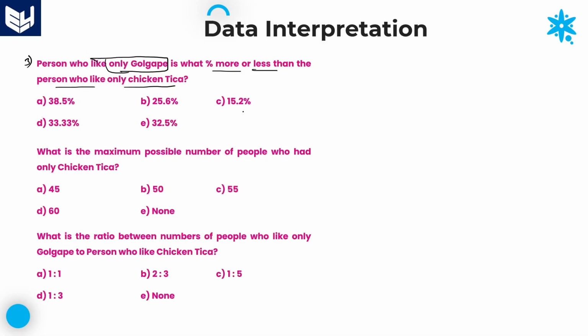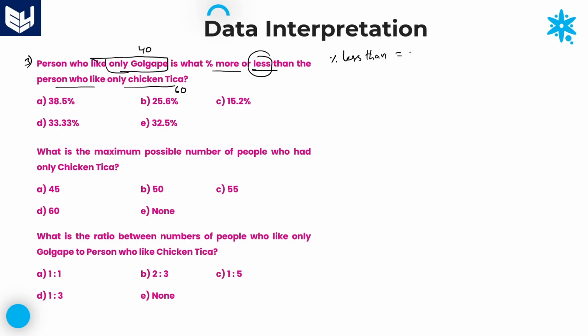Write down those two values over there. This is 40 and this is 60. Only golgape is 40. This particular 40 is definitely less as compared with 60, right? The only golgape value, 40, is less than the chicken tikka value, 60. So you need to calculate percentage less than.